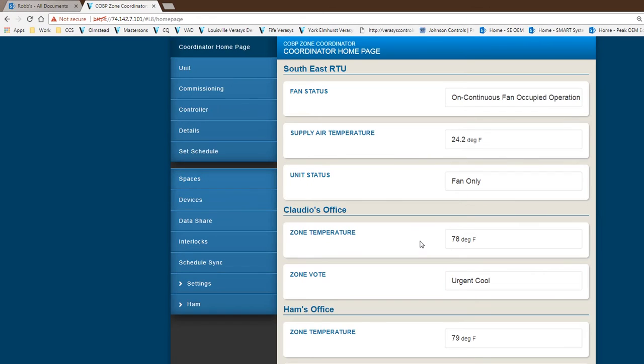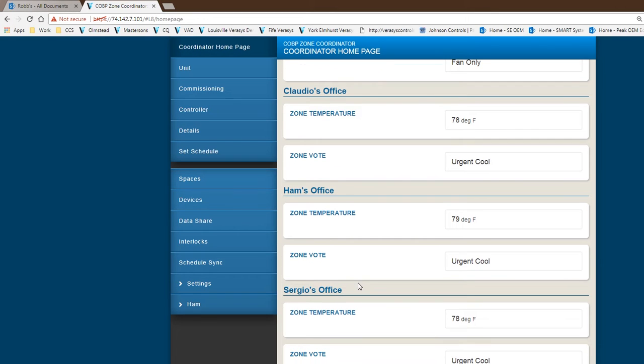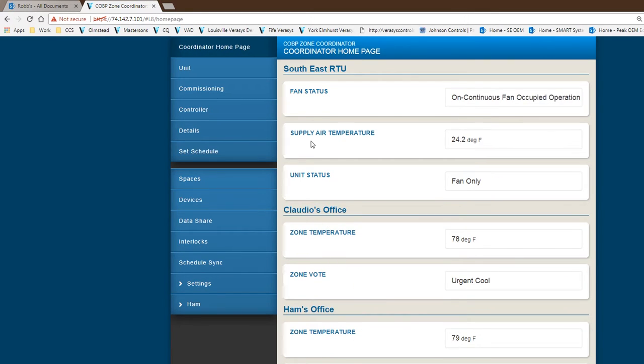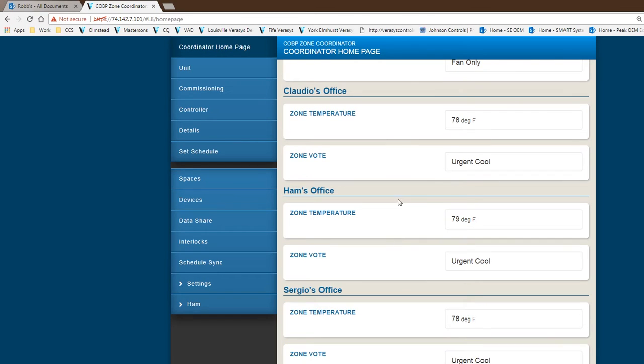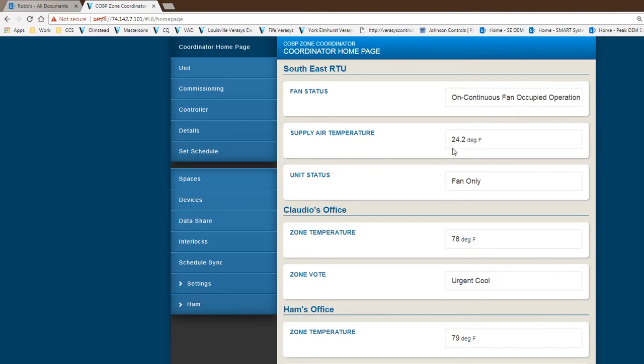At the highest level, when you click on the actual zone coordinator, you will see the home page, which is also organized by topology. You will see the rooftop, some information about the rooftop, and then the zones underneath it. Apologize for some of this data. As you can see, the supply air is 24.2, which would be a major problem if we had 24.2 degrees here. This is a demo site, and we've been faking some of the data in these values. It's not a real site, just for training purposes.